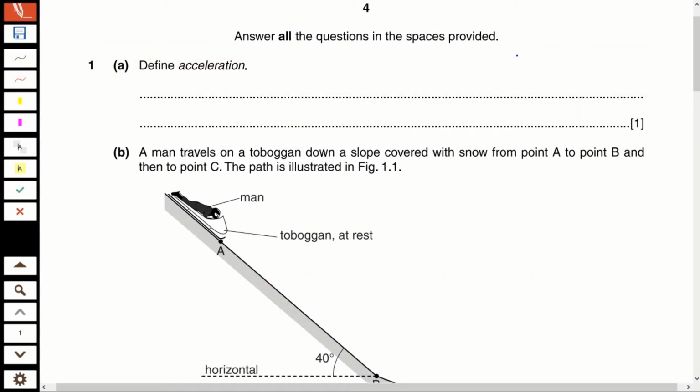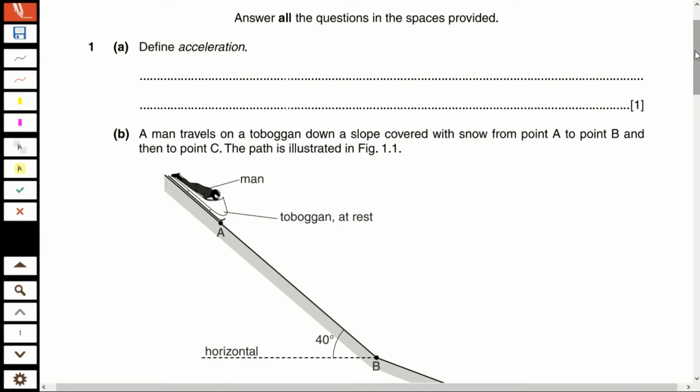Here's a question for the toboggan review question. First off, we start with acceleration. As you define acceleration, the easiest, fastest way to say it is that acceleration is the rate of change of velocity. The word rate is very important because that means it's change in time. Because if you just write change in velocity, that's just momentum.